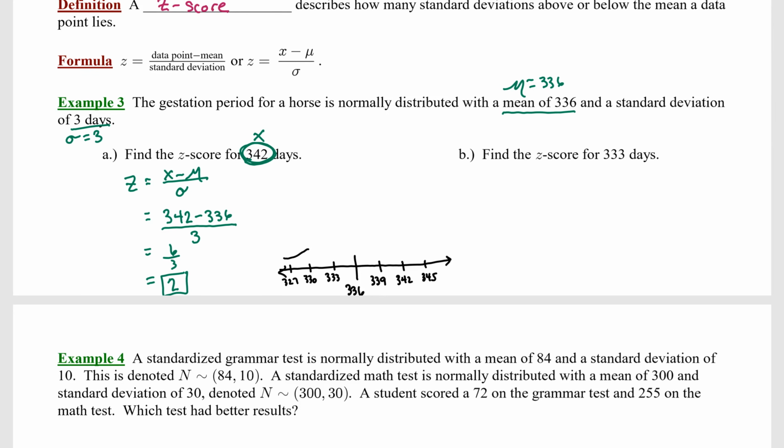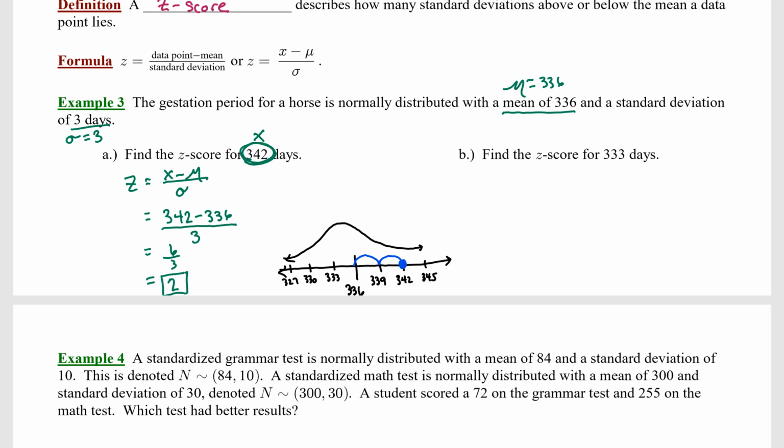And we've got our bell curve, something like this. So on example A, we were looking at 342 days. So notice here's 342 days. When we found the z-score, we got a z-score of 2. 2 simply means that the data point we were considering is 2 standard deviations above the mean.